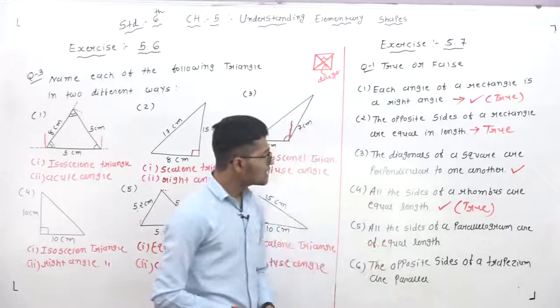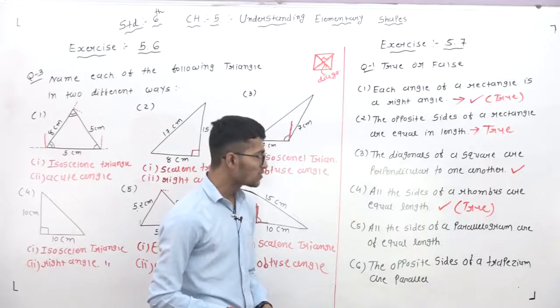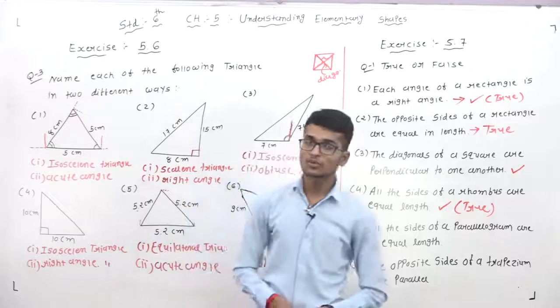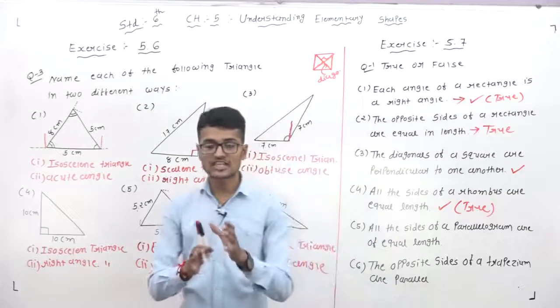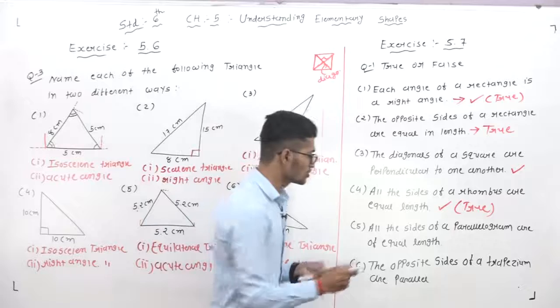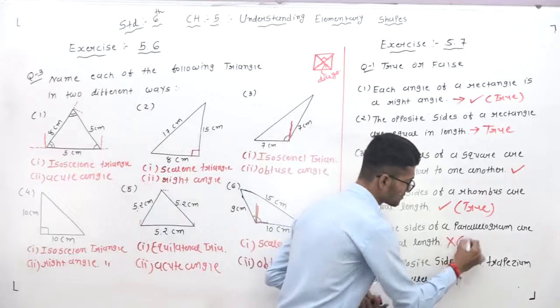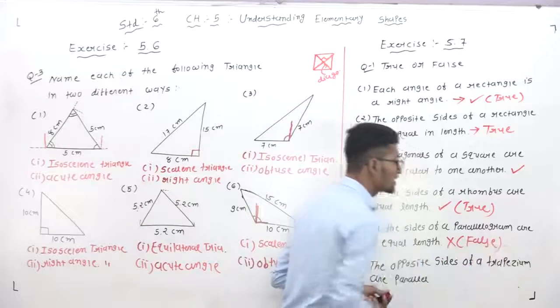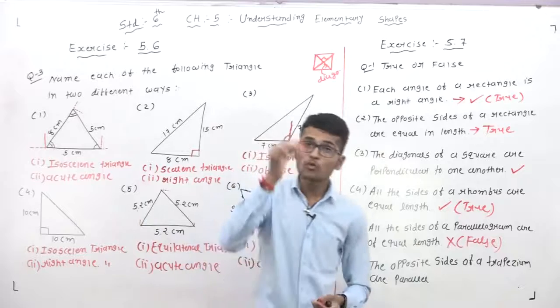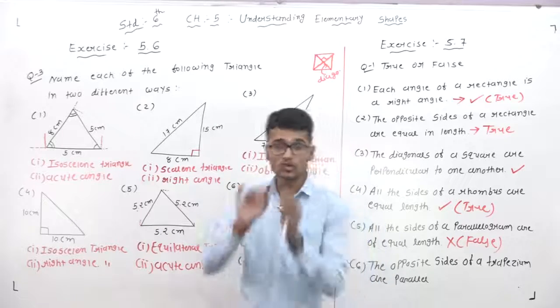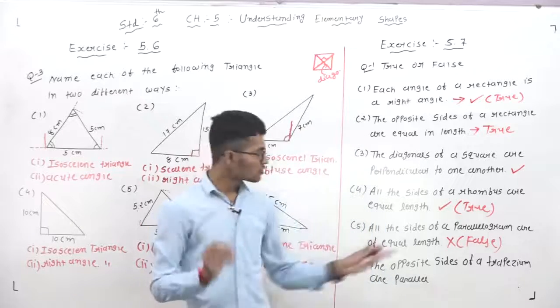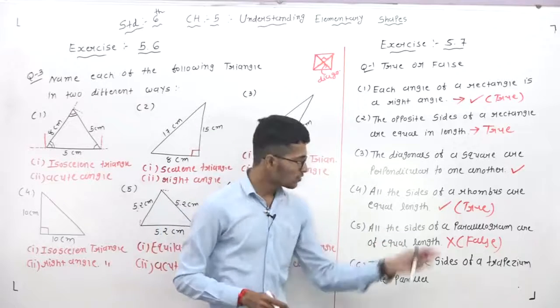Then, all the sides of a parallelogram are equal in length. Dear students, are all the sides of a parallelogram equal in length? No, this is the wrong answer. This means this is false. Why? Because in a parallelogram opposite sides are equal in length, not all the sides are equal in length. So this is a wrong answer, so false.